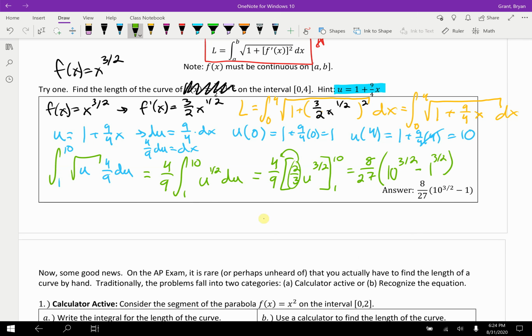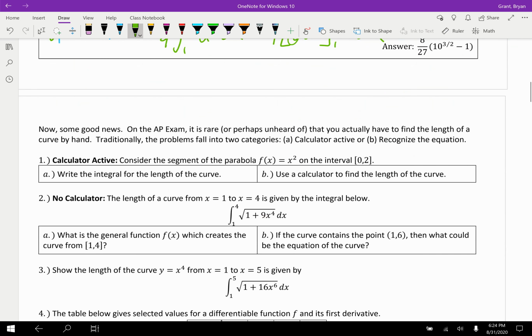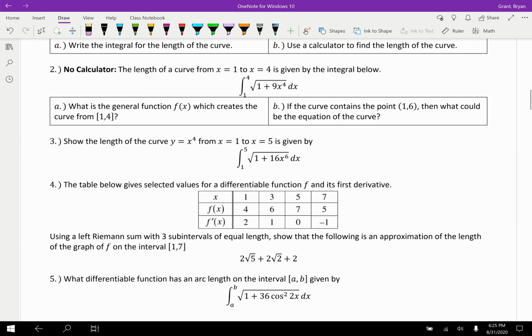On the AP exam, it's actually extremely rare that you have to find the length of a curve by hand. Usually the problems fall into two categories. One category is use a calculator once you've set up the integral to find the length, or part B is just recognize what equation is being talked about. And I'll show you a quick example for each, but you really should tackle these.